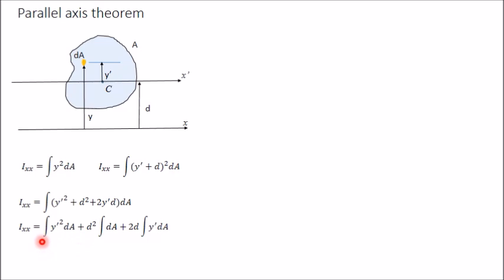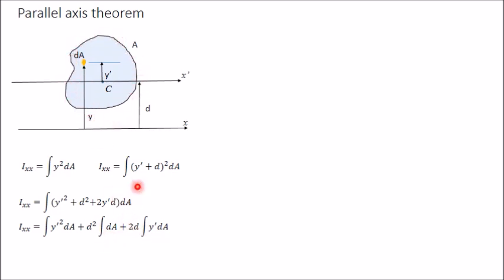Now out of this, integration of y dash square dA is moment of inertia with respect to x dash axis, because by definition we know that distance square into small area and its integration is the moment of inertia. So y dash is the distance of this small area from this centroidal axis, and therefore this equation is moment of inertia of this entire area with respect to x dash axis. So I dash xx. Now integration of dA, if you integrate this area for this whole area, you will be getting entire area of this given figure.